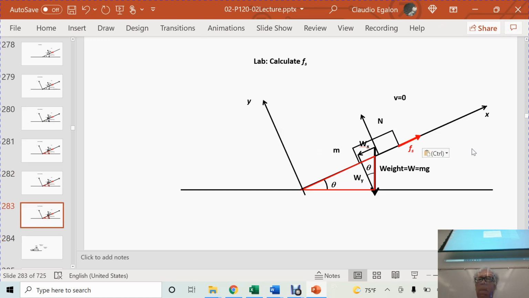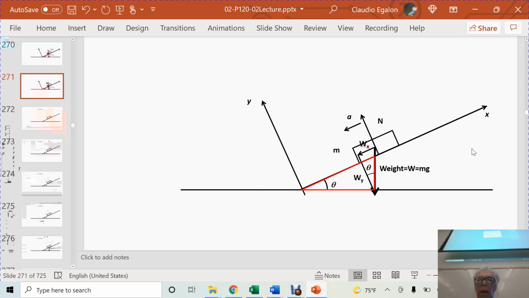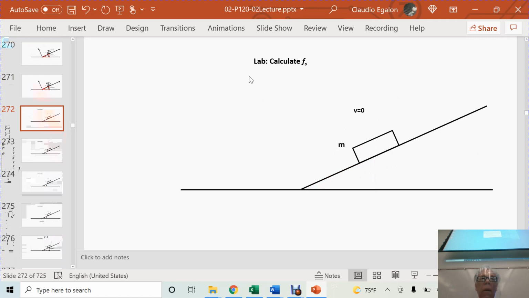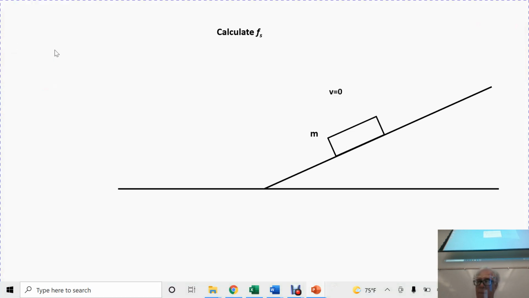Okay, so let's play the movie. That's what I call playing the movie. This one right in here. Calculate f sub s. Slideshow. Here you go. From current slides. Here you go. We have a mass sitting over a surface, an inclined plane. The plane makes an angle theta with horizontal. The mass is at rest.